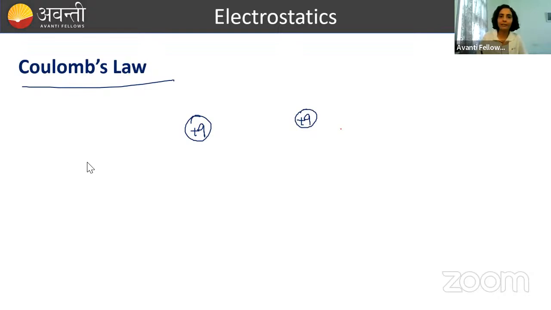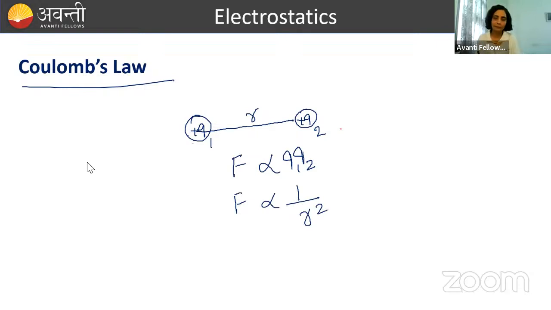So if there are two point charges, suppose I have taken two positive charges, and if the distance between these two is r, then Coulomb said that the force acting between these two charges will be directly proportional to, suppose one charge I'm taking as Q1, another as Q2, the product of their charges. And he also saw in experiment that force is inversely proportional to the square of the distance between them. And this proportionality constant he wrote as K, and force became K Q1 Q2 by r square.